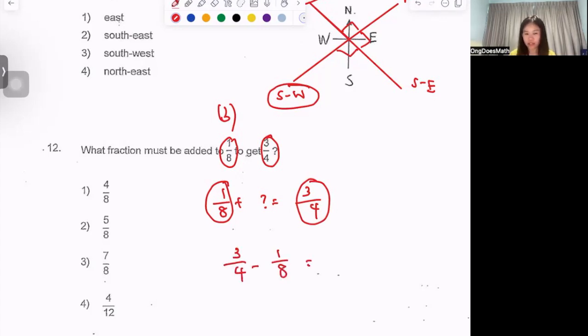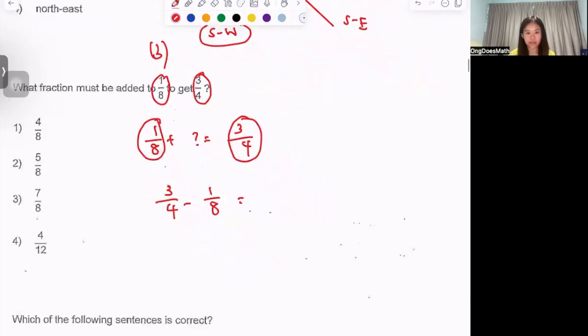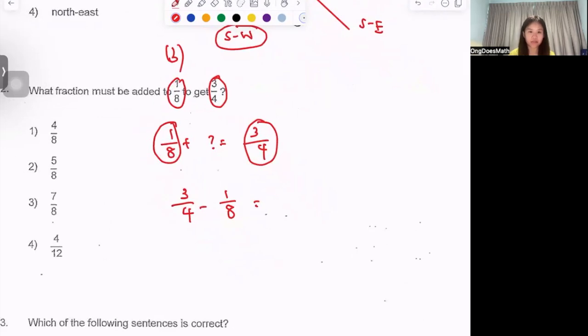You cannot do anything with these fractions yet because the denominators are not the same. So we have to make the denominators the same. What is the common denominator? It should be 8, you're right. To make 3/4 have a denominator of 8, you multiply by 2 on top and bottom. So you get 6/8 minus 1/8. And hence it gives you 5/8. The answer is option 2.